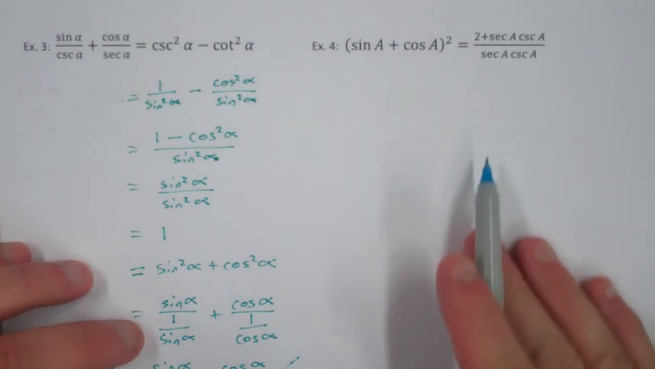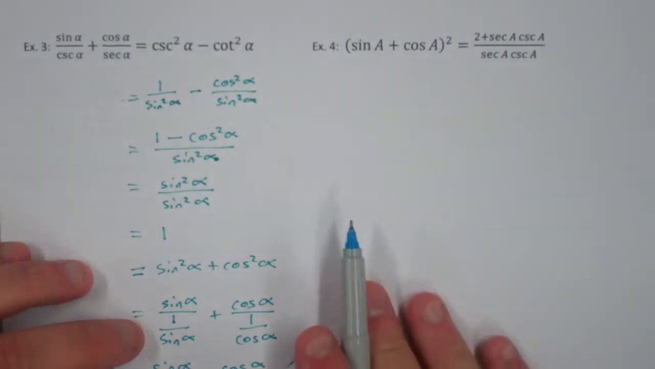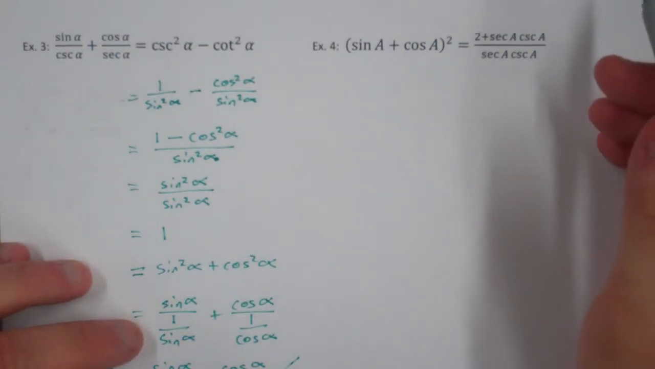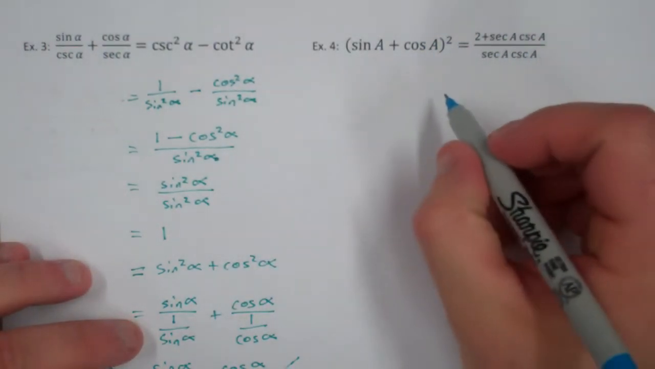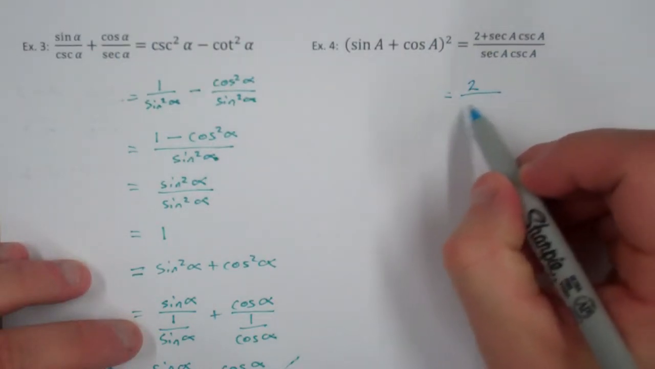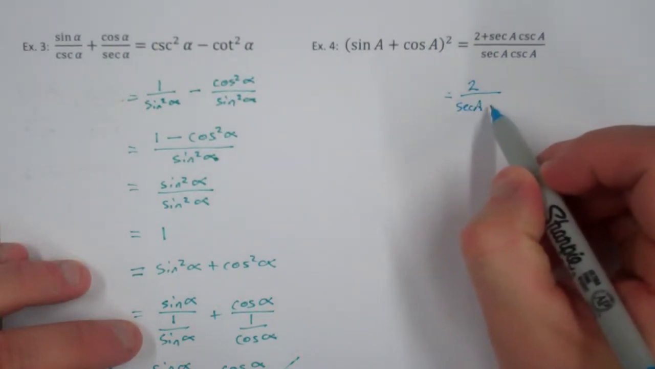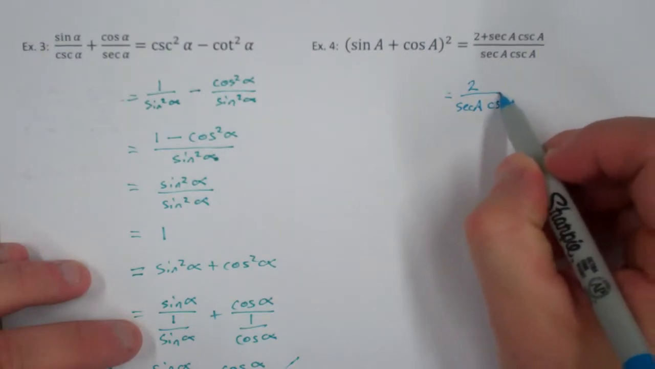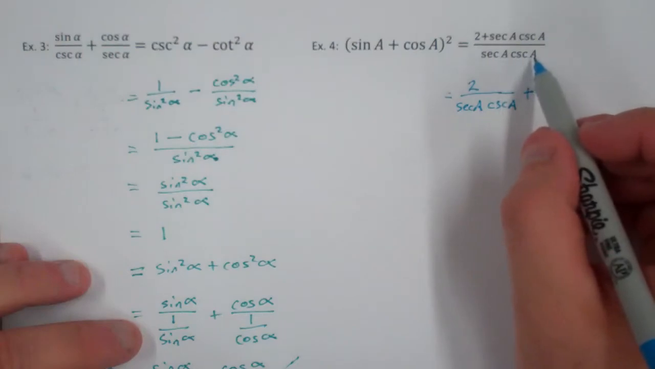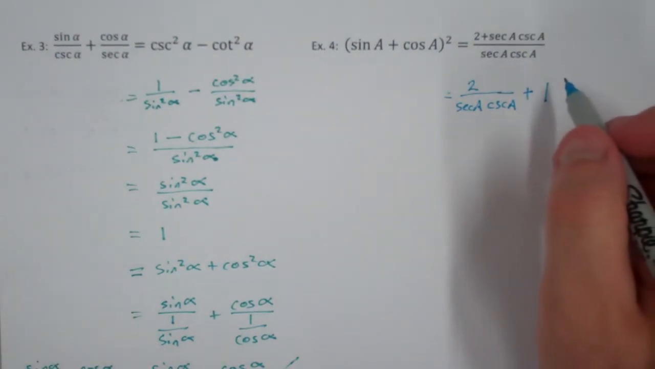If you start with this side and don't figure it out, you can work with the left side and try to figure it out from there, and maybe you'll find a link. You just have to work with one side on its own. So what I'm going to do here is write this as 2 over the secant of alpha cosecant of alpha, plus secant alpha cosecant alpha over secant alpha cosecant alpha, which is just 1.